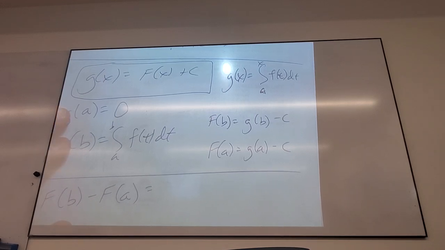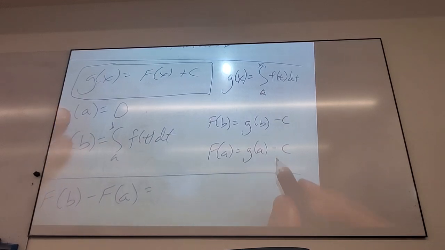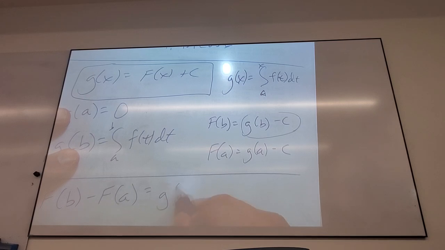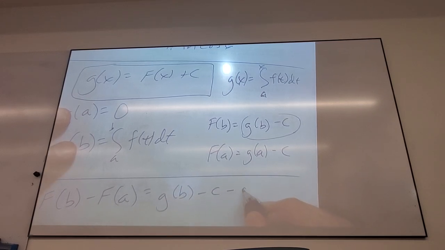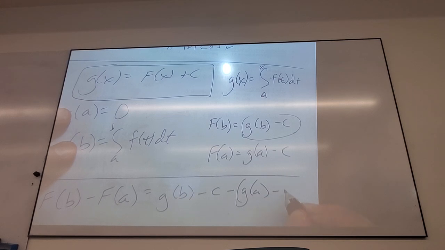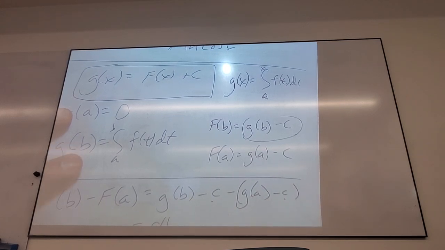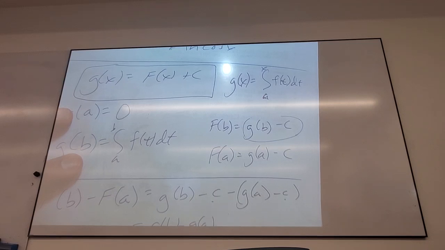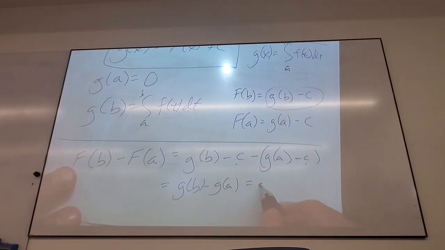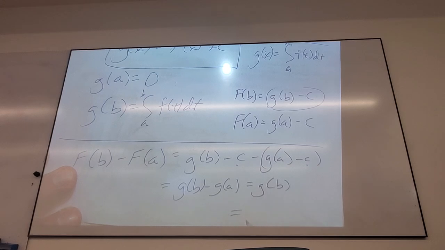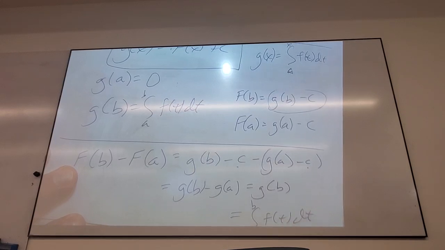So what is F of b minus F of a? It would be g of b minus c minus g of a minus c. So what do the minus c's do? Cancel. So you'd get just g of b minus g of a. What did we say g of a was? Zero. So this is g of b. And what did we say g of b was? The integral from a to b of f of t dt.